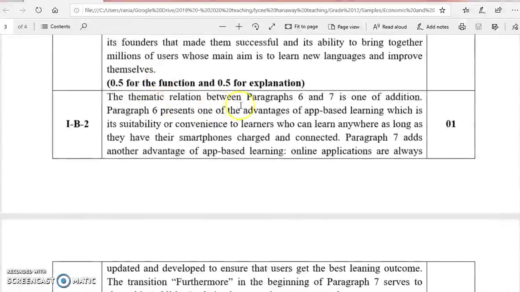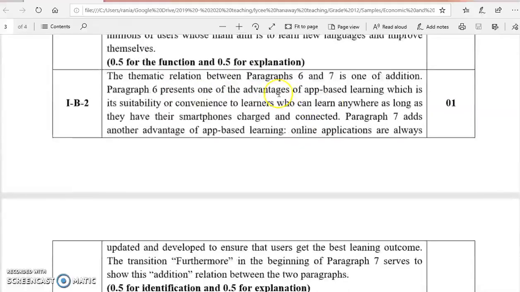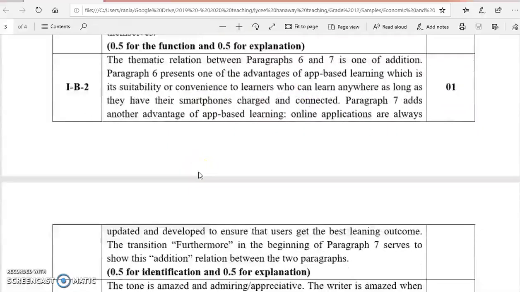The thematic relation between paragraphs 6 and 7 is one of addition. For the following here, if you check, we have 0.5 for identification and 0.5 for explanation. So for this sentence, you get half of the grade. It's one of addition, or you can say the thematic relation is idea support, idea explanation, idea illustration, idea reinforcement. But it's none of the first four. It's the one related to addition.